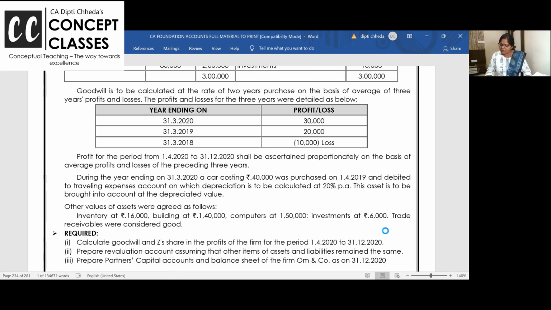During the year, a car costing 40,000 was purchased and debited to traveling expense. This happened in the last year, and depreciation is to be calculated on it. So this is a mistake in last year. The car is purchased, but by mistake you have debited expense. So now credit traveling expense, debit car. Again, you will depreciate the car because the whole year is over. So this profit is wrong, it will increase. The asset is brought in.